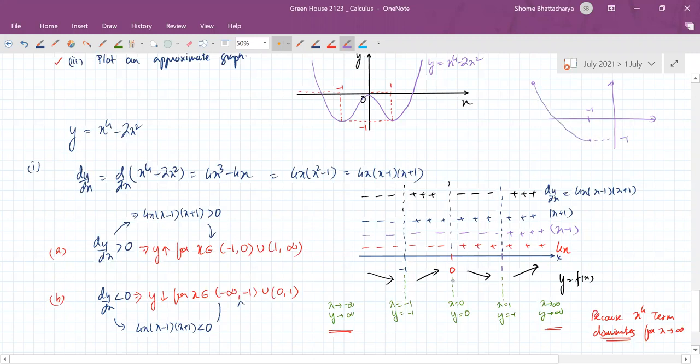Then it's increasing in between, but up to where? Up to the point where x is 0, and where x is 0, y is also 0. And then likewise, you analyze. Okay, thank you, sir. So basically, you have to keep all these values in mind, and in between these values, the behavior of the function: first decreasing, then increasing, then again decreasing, then again increasing. You realize it has to be like this W kind of shape.